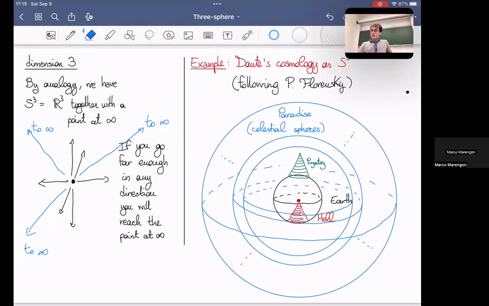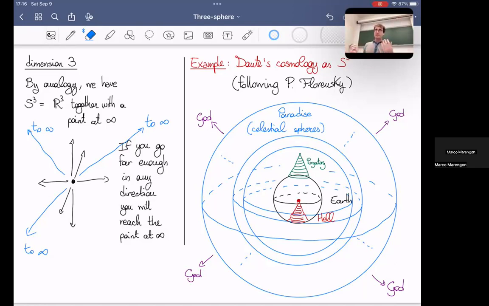And now, at some point in the Comedy, Dante explains that in order to go to God, you just have to pass all the heavens, all these spheres, and then no matter where you go out, you will eventually reach God. So somehow God is in a point that you can reach by going far enough, but in any direction.